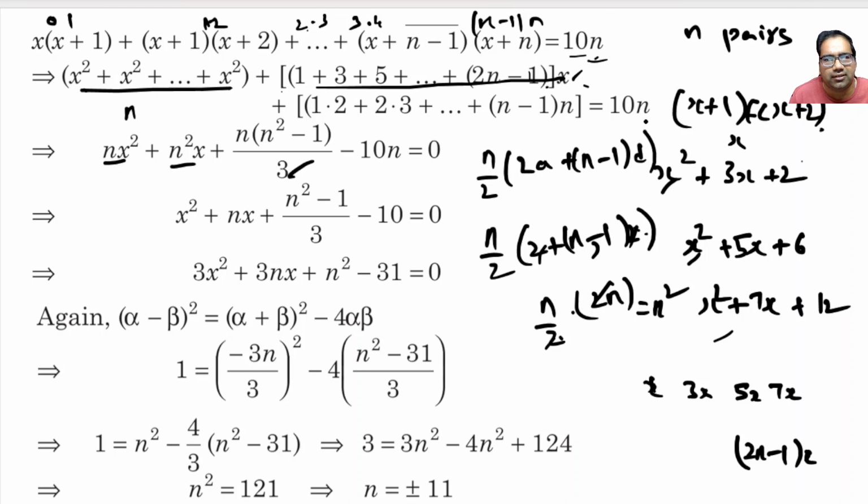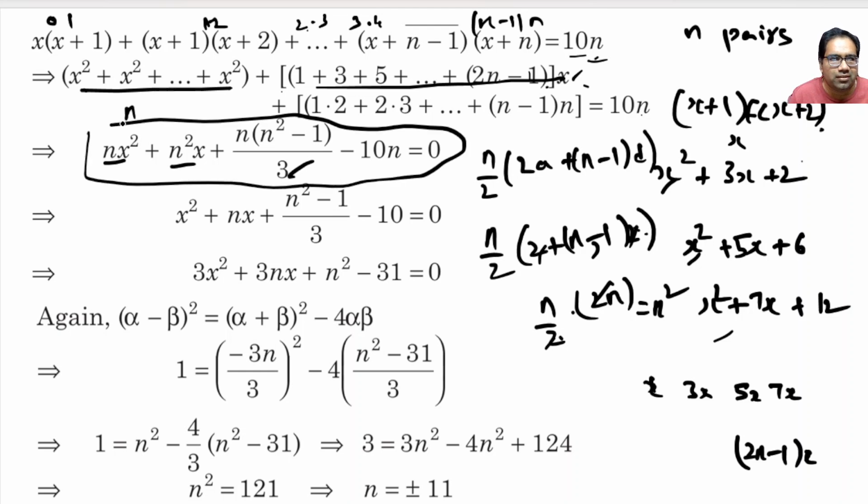And this 10n, which is on the right side, let's bring it to the left side, minus 10n. So this is the quadratic equation that we are looking for, the simplified quadratic equation. Let us further simplify this. This n we can remove. n is common across everywhere, so the n we can cancel. We will be left with x square plus nx, one n we are removing, plus (n square minus 1) by 3 minus 10 equals 0.